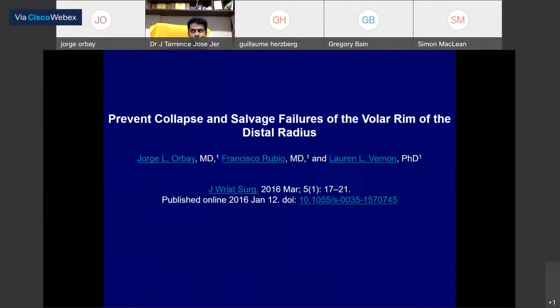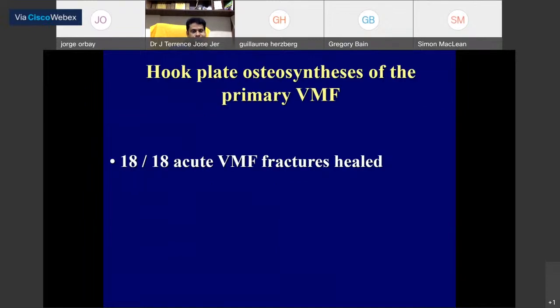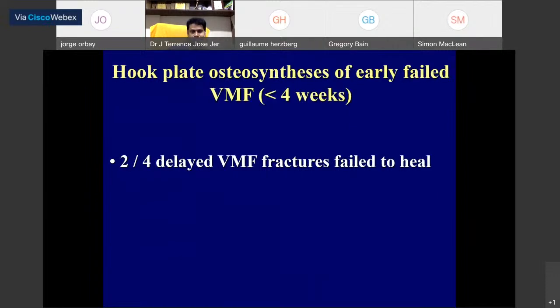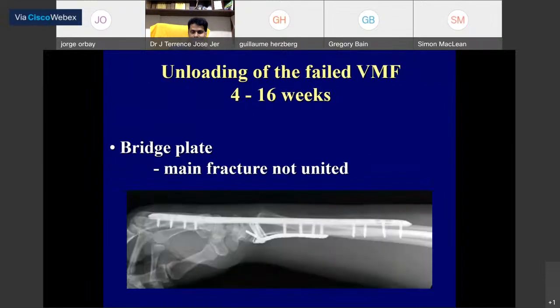Our group presented our experience with dealing with volar marginal fragments, acute and delayed. What we found was, of 18 acute volar marginal fragments, and that means those that have not been operated before, we got them all to heal. Of the delayed ones, the ones that had been treated but fell apart, but that were less than 4 weeks, we only got 50% healed.